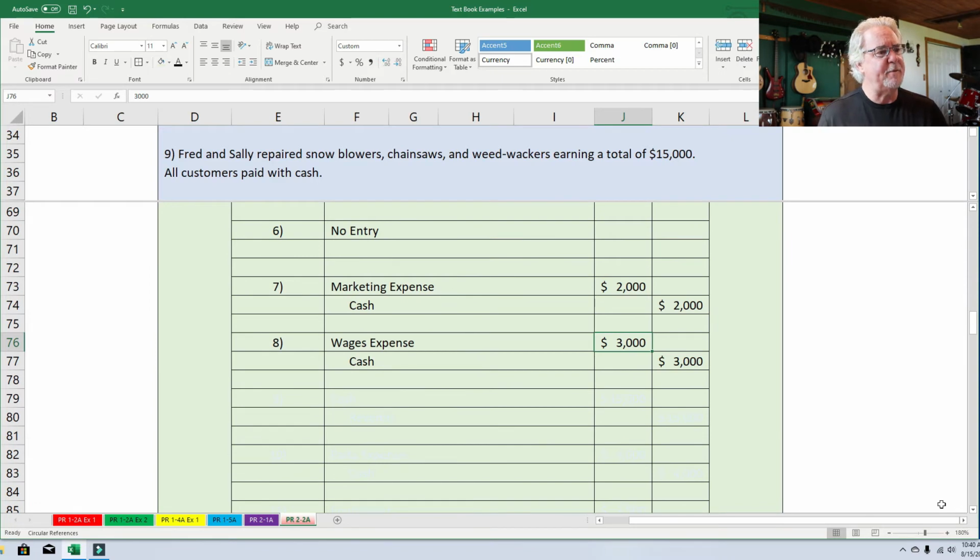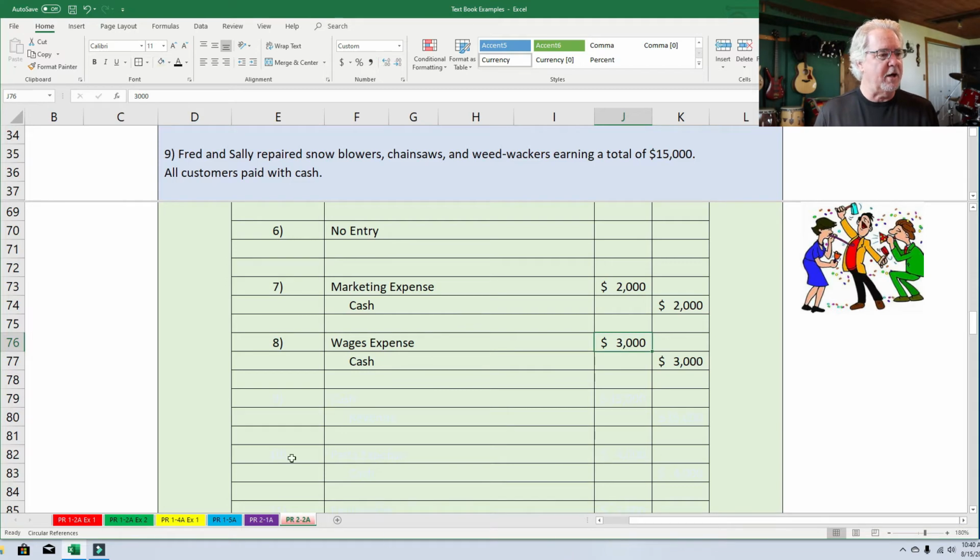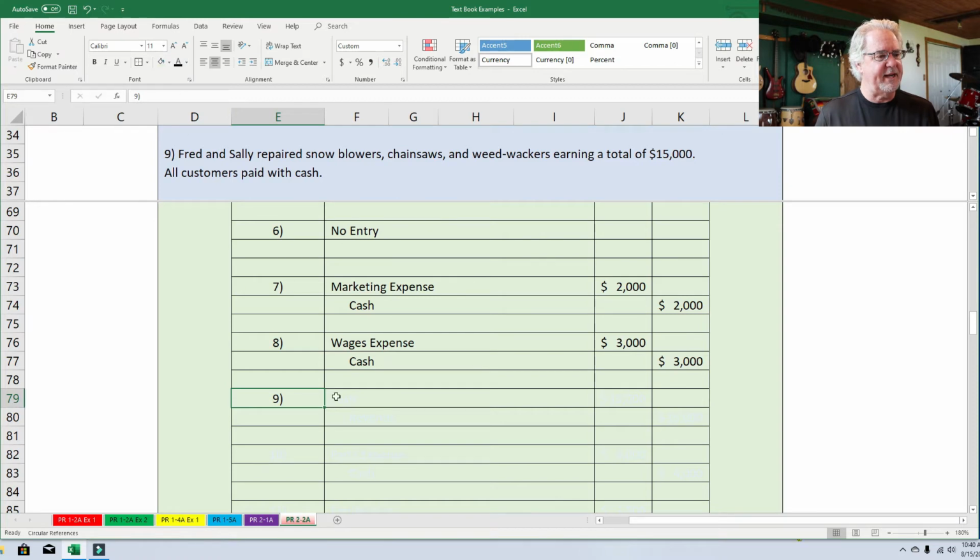Number 9, Fred and Sally repaired snowblowers, chainsaws, and weed whackers, earning a total of $15,000. All the customers paid in cash. Well, folks, money is coming in, and a lot of it is coming in. So when money comes in, list cash first. Now, Fred and Sally did their jobs. Their job is to fix snowblowers, chainsaws, and weed whackers, and they did their job. So when money comes in from doing your job, that is revenue. That's when you want to claim revenue, when you do your job. $15,000. On to transaction number 10.